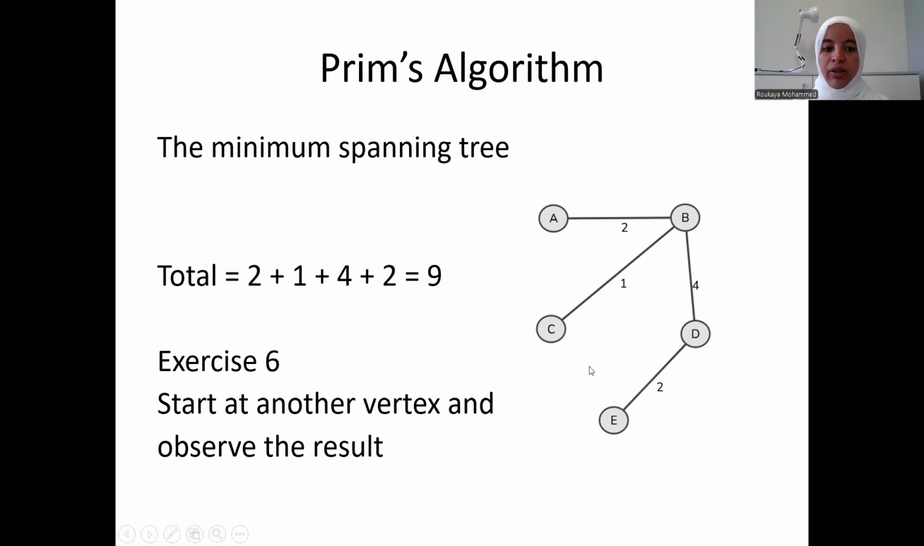And now, as an exercise for you, please try starting at another arbitrary vertex and observe the journey and the result at the end, and see if we have the same result. Does it affect it? What happens to the journey and everything? So please try it.